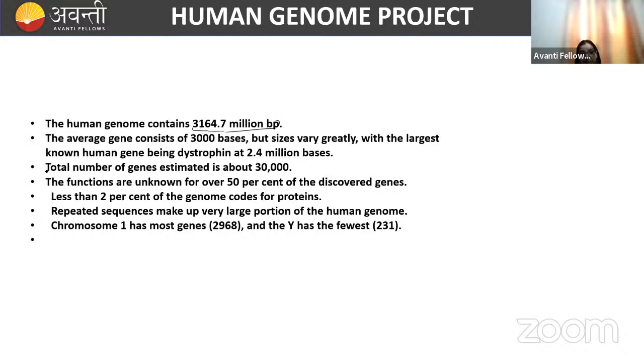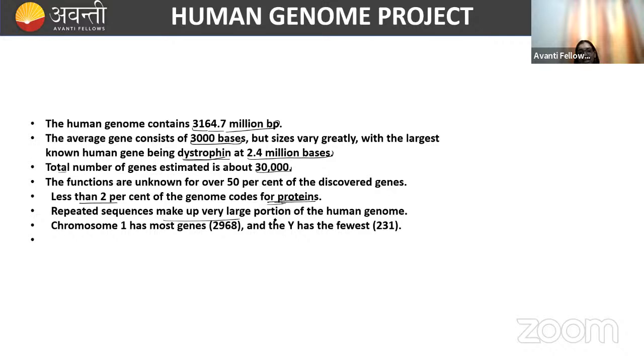3164.7 million base pair. Every gene sequence consists of 3000 base pair, and the dystrophin, which is a human gene, consists of 2.4 million base pair. Total gene is estimated as about 30,000. Less than 2% of the genome codes for protein. That means less than 2% is the coding sequence, which are coding for the proteins.